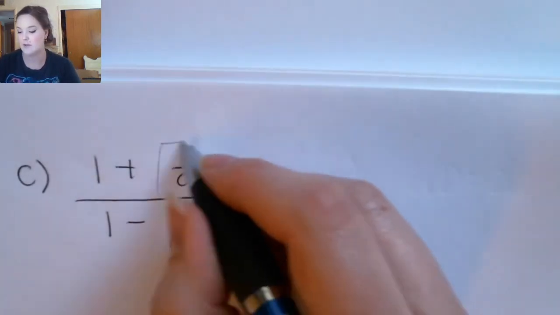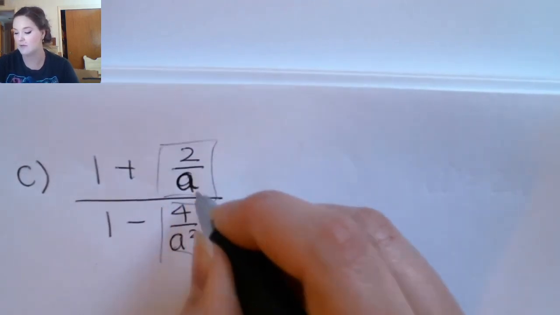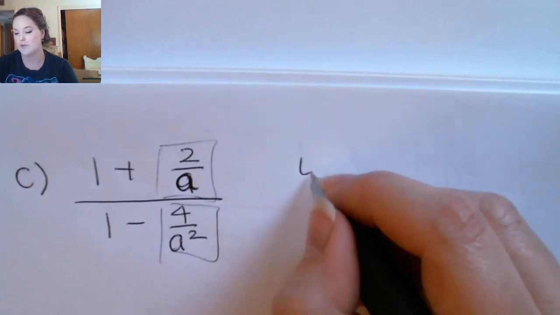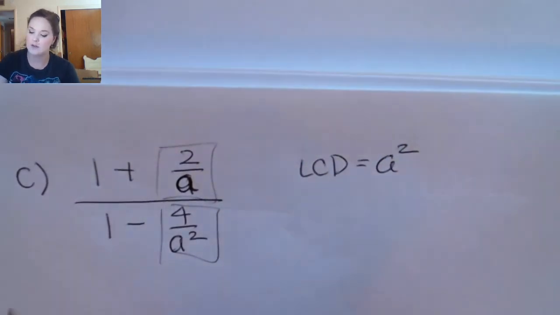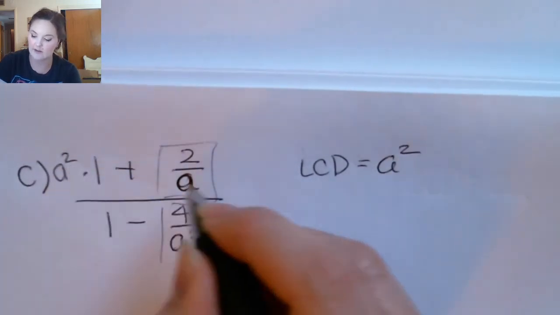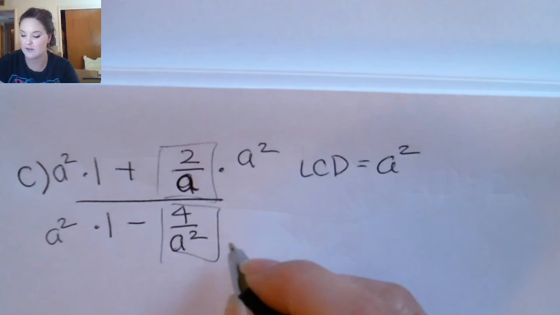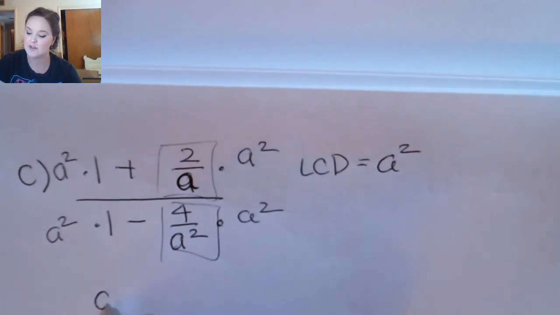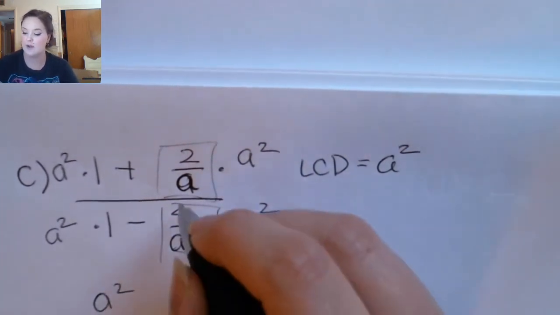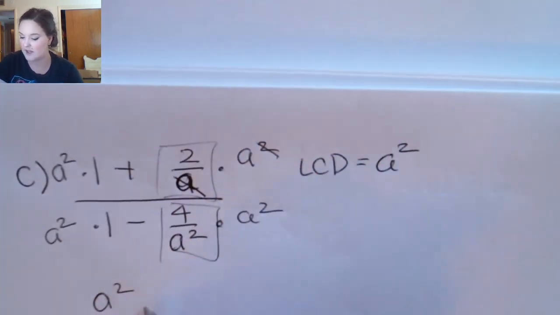Okay, so here's our two little fractions. This is an a, not a 9. So our LCD is going to be a squared. So I'm going to write a squared next to every single term so that I can see what I'm doing. This is what happens when you distribute anyways, you end up multiplying every term. So a squared times 1 is a squared. Here, this a is canceling with one of those, so I'll get 2 times a, which is 2a.